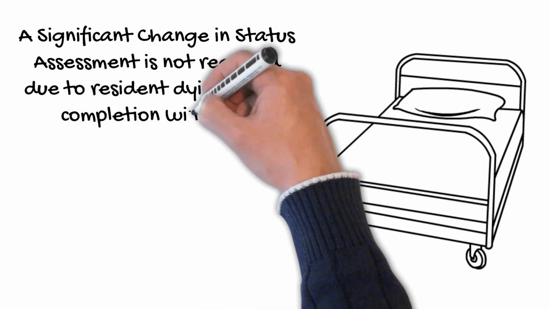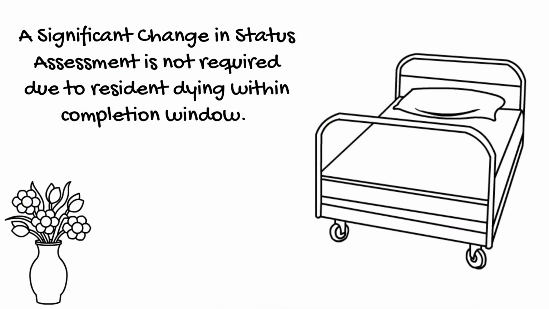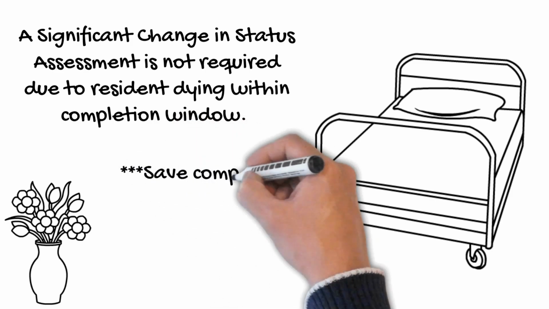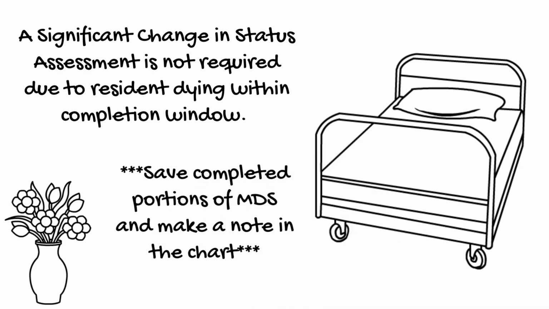Again, in this situation, the assessment does not need to be completed because he had died during the completion window. Instead, if we choose not to complete that assessment, the manual instructs us to store any portion of the resident's assessment that was already previously completed in the medical record and update the resident's record with a notation explaining why the assessment was not completed. You can see in these two scenarios how understanding the completion requirements is going to be beneficial for you as you learn to master the MDS schedule.